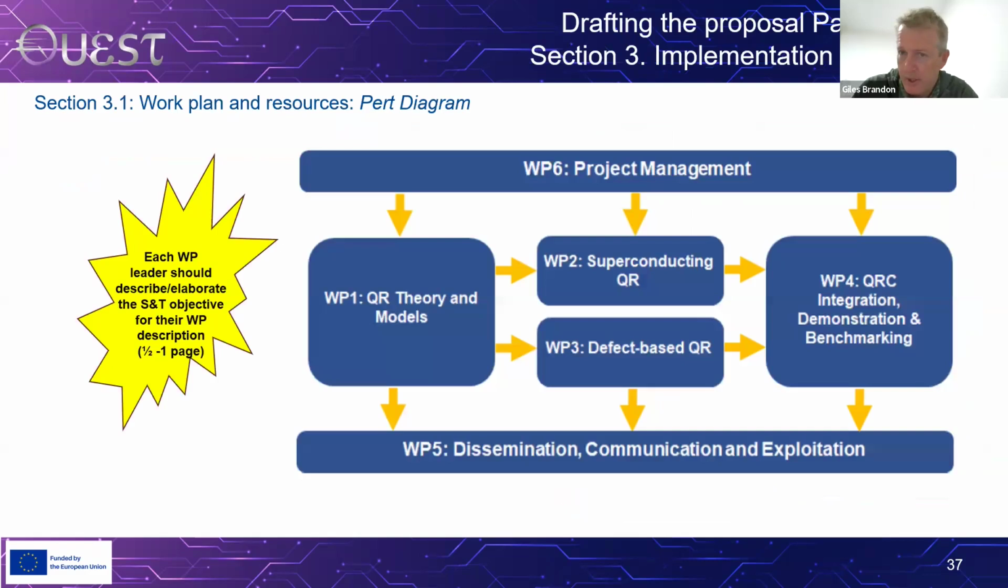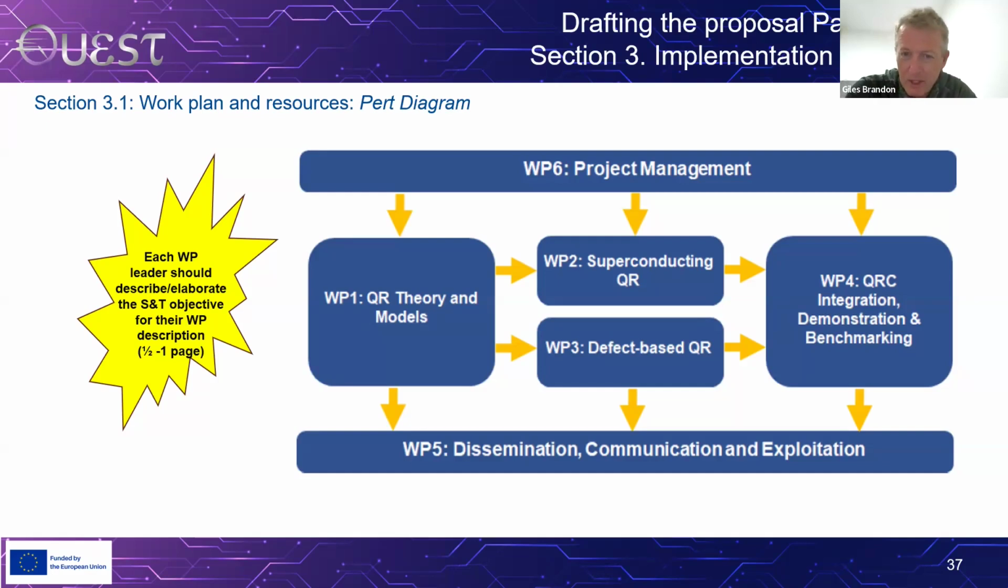Okay, moving on, section 3. So about implementation. In this section, you'll need to come up with what's called a PERT diagram. This is an example from a project that's currently running called QRC for ESP, dealing with quantum reservoir computing. What can I say about PERT diagrams? I tend to go with the approach of having a very, very simple figure.